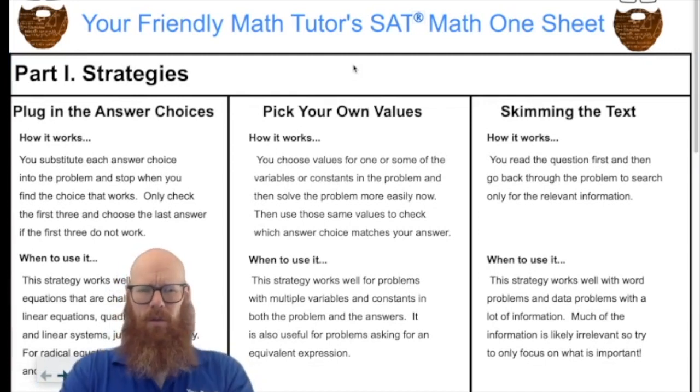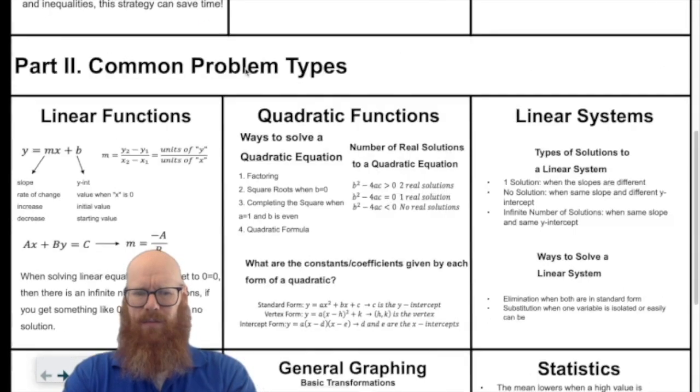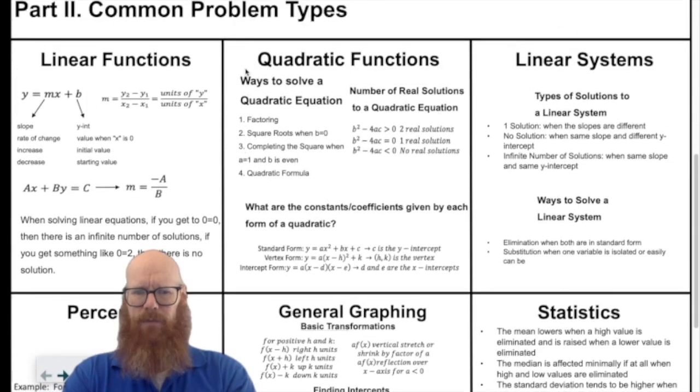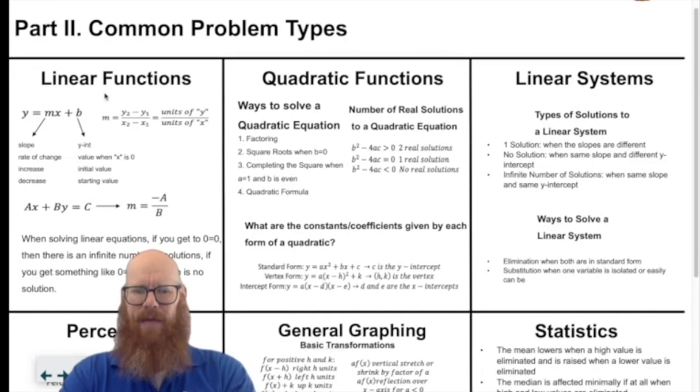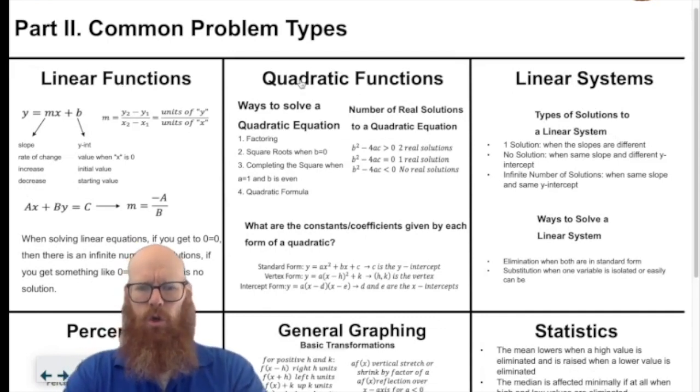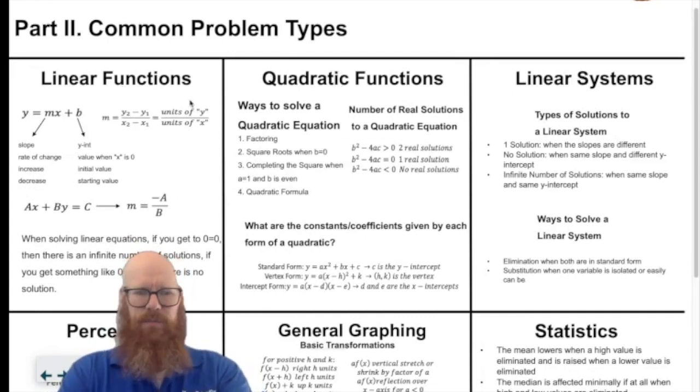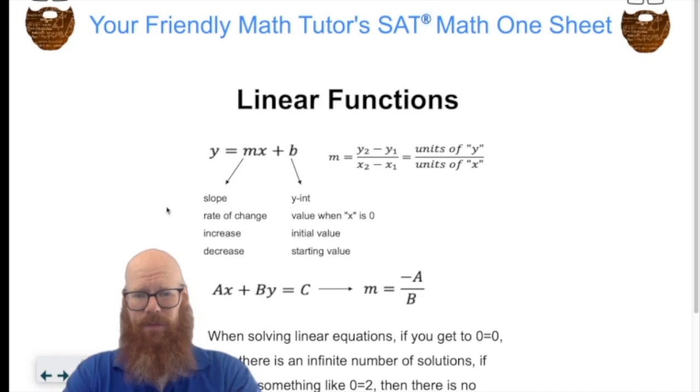All right, so here we are on our one sheet, and last video we did strategy, so make sure to check that one out. Today we're going to go down to common problem types, and we're going to specifically look at the top three. In this video we're going to look at linear functions, quadratic functions, and linear systems. So let's start with linear functions here.